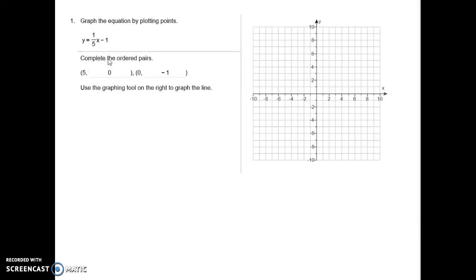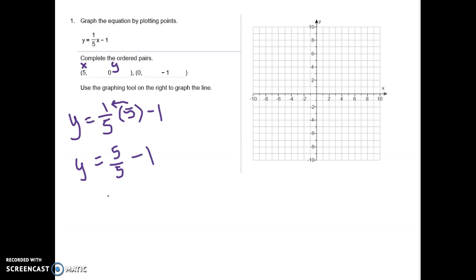Alright, so to finish the ordered pairs, we're going to plug 5 in for x, and we're going to try to figure out what y is. So y equals 1 over 5 times x, which x is 5, and then minus 1. When we have a fraction next to an integer, you move the integer up with the top. So 1 times 5 is 5, divided by 5, and then minus 1. So 5 divided by 5 is 1, minus 1 means that y equals 0. So we fill in 0 for y.